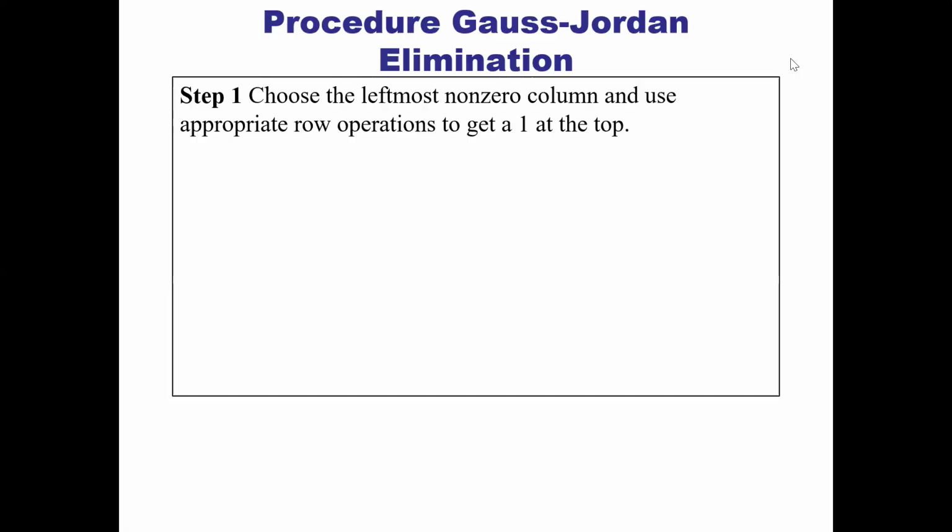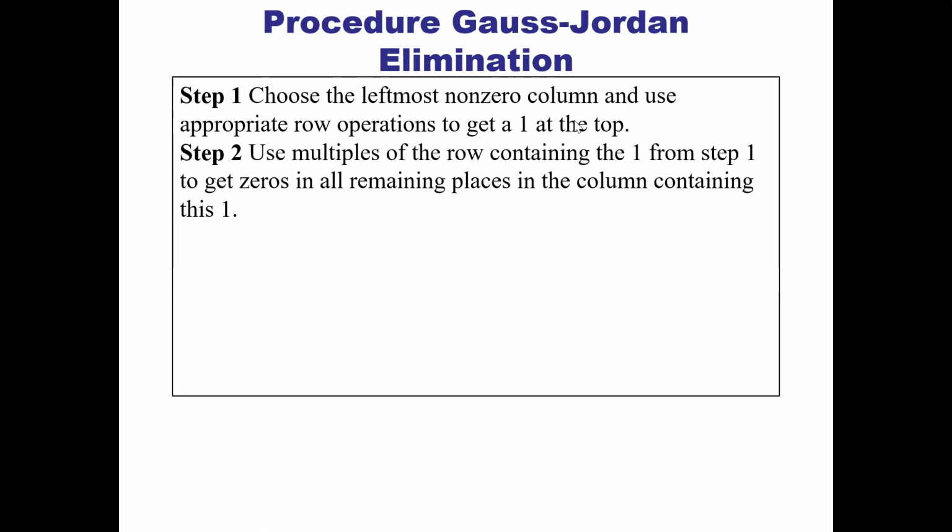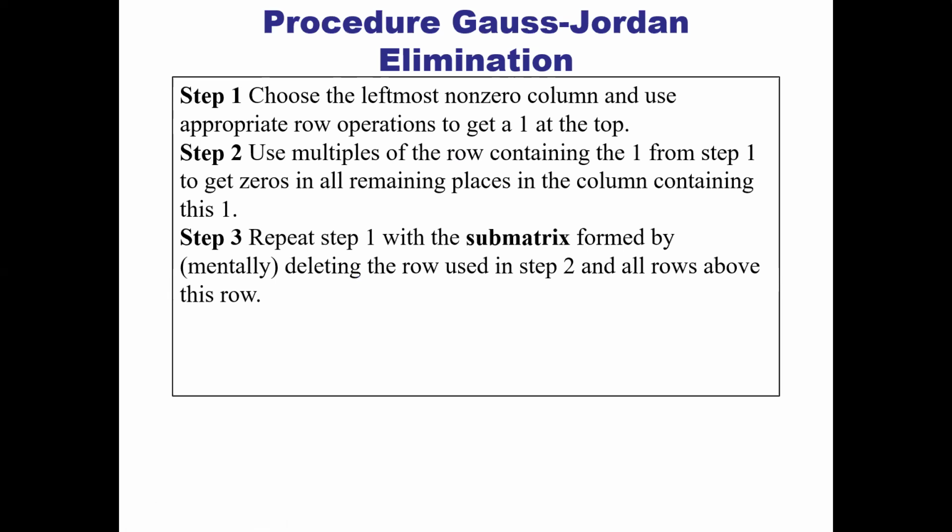All right, so again, this is the procedure that is suggested by the book. Sometimes I kind of disagree with the book. So first, choose the leftmost non-zero column and use the appropriate row operation to get a 1 at the top left, basically. Then use multiples of the row containing the 1 in the top left and get zeros to everything below that. And then repeat step 1 with a submatrix, followed mentally by deleting the row used in step 2 and all rows above this.